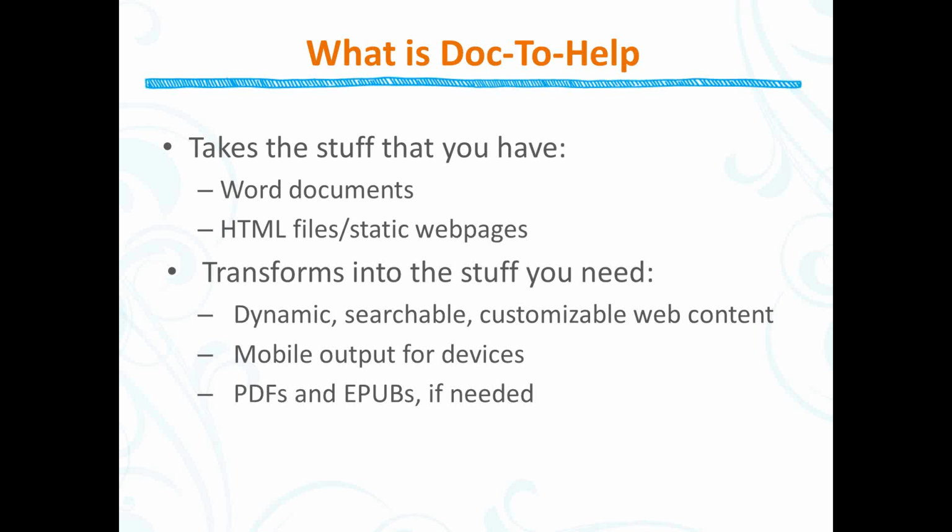Dynamic, searchable, customizable web content, mobile outputs for devices, and PDFs and EPUBs if you need them. Basically, we try to empower you to deliver your content to whatever format your users are most interested in. So if they prefer to look on the intranet or on the company website for their content, if they prefer to do Google searches to find what they're looking for, then they have the dynamic, searchable, customizable web content that they can view.